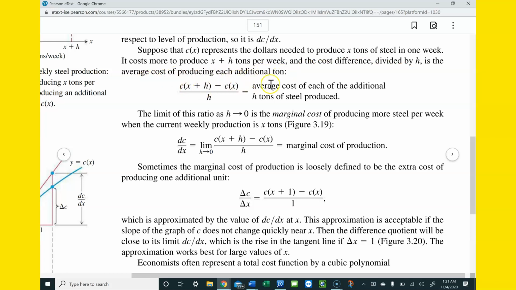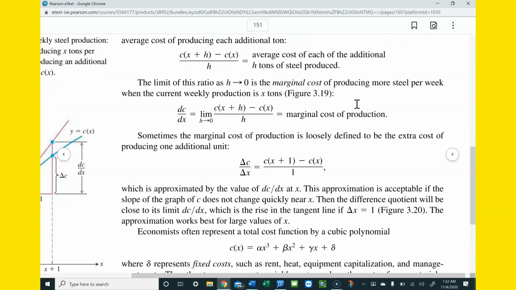So let's look at this. The cost of producing a little bit more of whatever this is, minus the cost of producing the original amount. So that's the difference in the cost divided by the difference in the amount of product. That gives us the average cost of each additional h units of product, in this case steel.